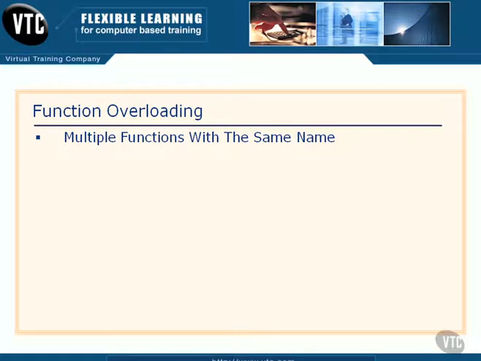Now, when we talk about function overloading, what we're really saying is we're going to have multiple functions in our program with the same name. However, each function that has the same name will have at least slightly different parameters. And the name of a function along with the collection of the parameters that it requires is referred to as its signature.